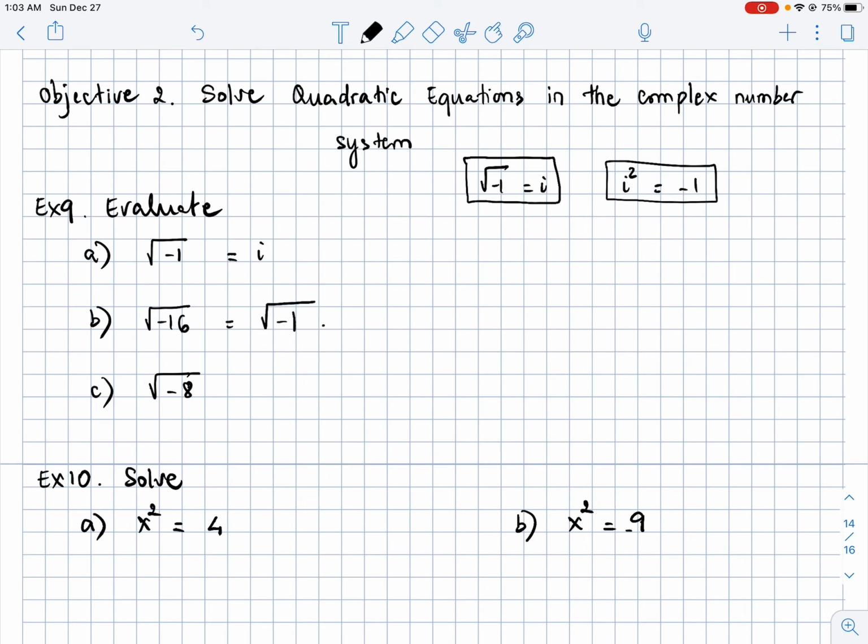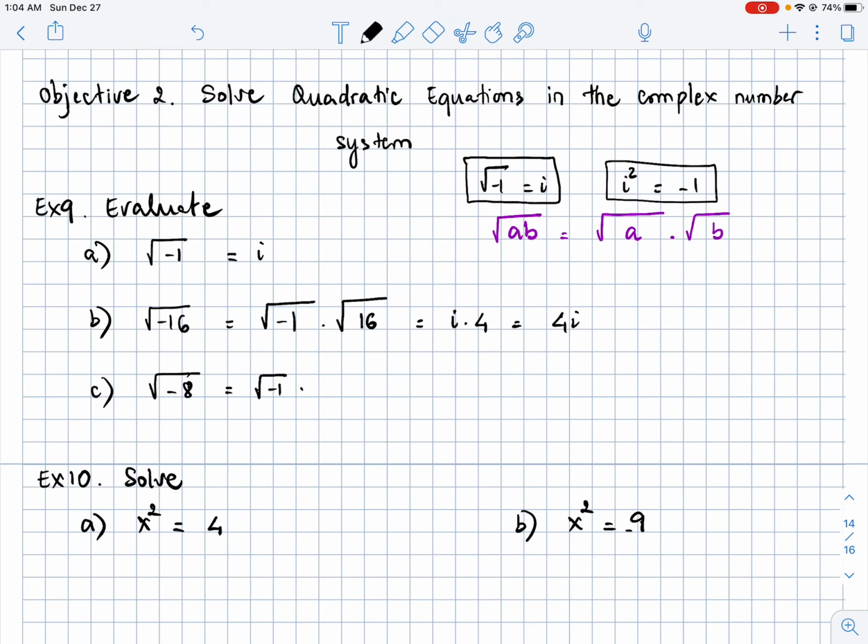So -1 times square root of 16. Because we use the formula in algebra, square root of a times b is square root of a times square root of b. This is the product rule in algebra. Square root of -1 is i, square root of 16 is 4. We can write 4i.